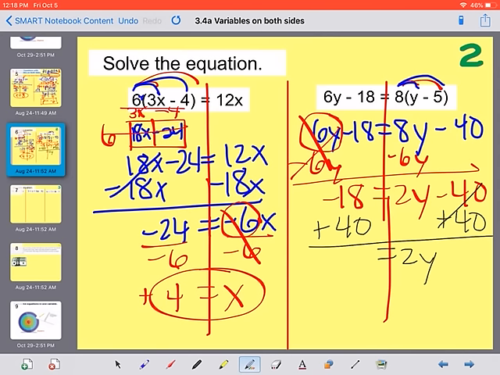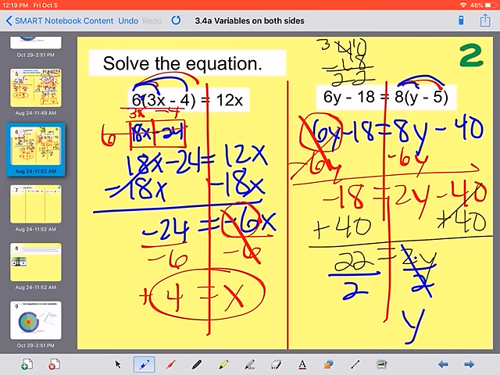Bigger number minus a smaller number. You're really doing 40 minus 18, which would give us 22. And then the opposite of multiply is divide. So we're going to divide by 2. 22 divided by 2 should give us 11.